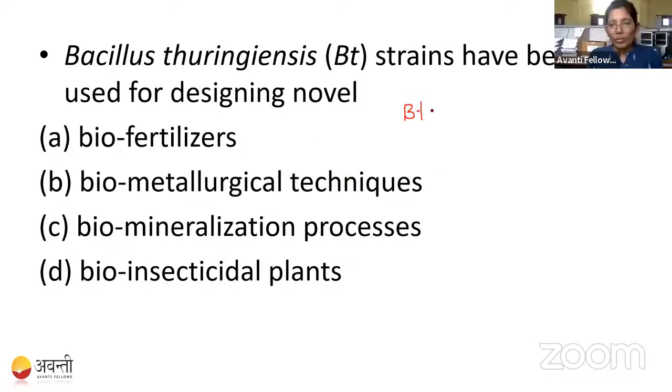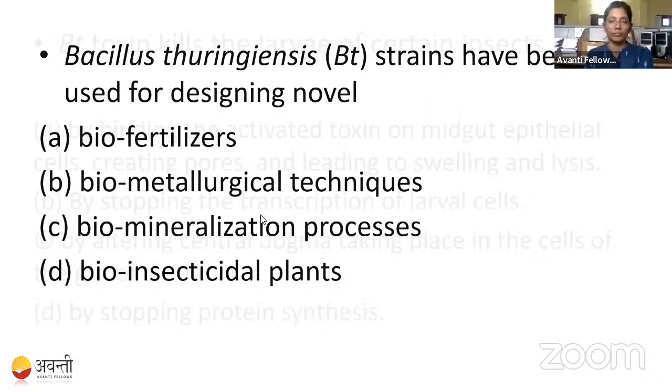Bt cotton, we already discussed in the previous class, right? In Bt cotton, we stop the attack of worms or insects on the cotton plant by using Bacillus thuringiensis. So Bt cotton is always used as a bioinsecticidal plant, or biopesticidal plant, anything you can say. It is not a biometallurgical technique. I hope you got the answer which I have given.